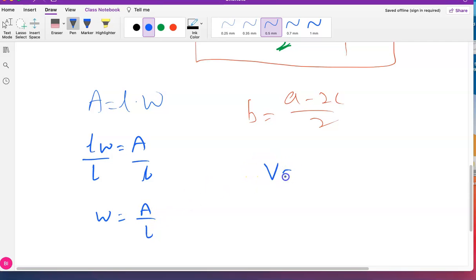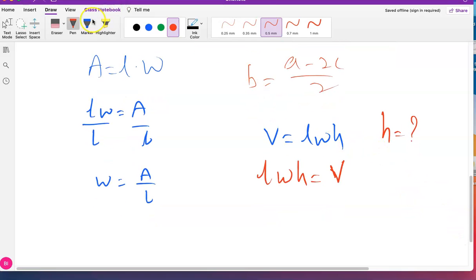And if you have volume is equal to length times width times height, and if you are asked to find what is the height, write the formula for height. How do you do that? Length times width times height is equal to volume. And you are looking for this H. So only H will be there on the left hand side. Send L and W to the other side by cancelling. Opposite of multiplication, you divide it. So cancel off, got H is equal to V over LW.